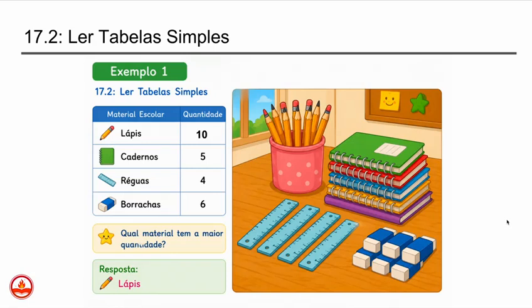Now let's look at an example. This table shows how many pencils, notebooks, rulers, and erasers are on the desk. From the table, we can see there are 10 pencils, 5 notebooks, 4 rulers, and 6 erasers. And the question asks, which material is the most?